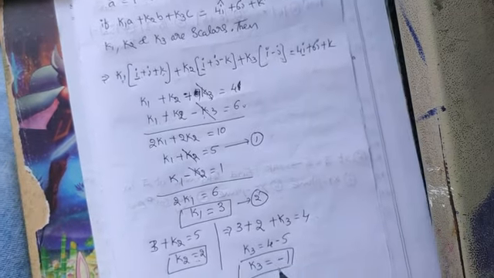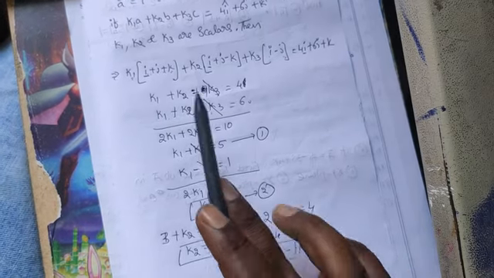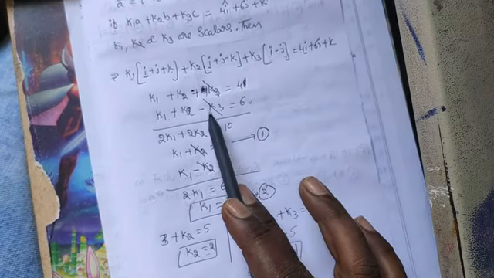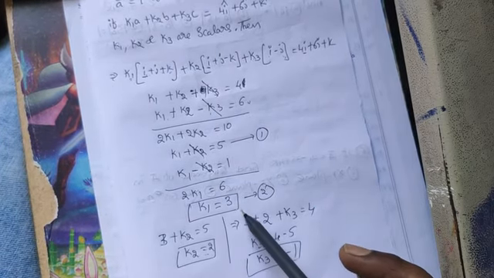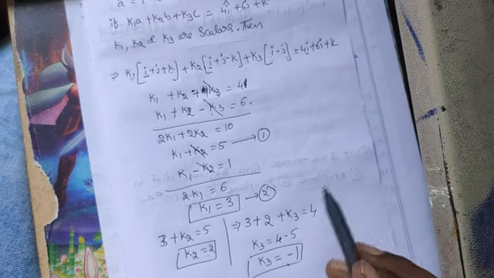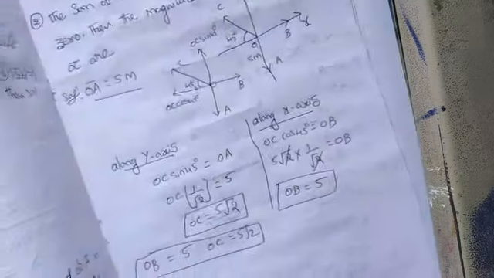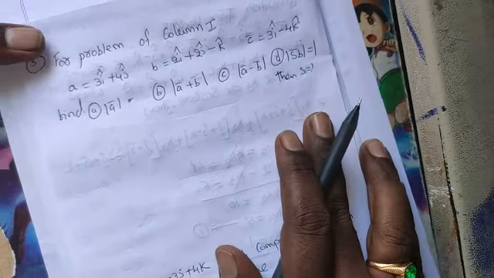So what I did here, first I took a comparison. In this I did a comparison with this right side. Whenever you do a comparison, first we get k1 plus k2, after that we do k1 minus k2, and we get the k1, k2, k3 values. Next, the last 2 problems, let me continue this one also.